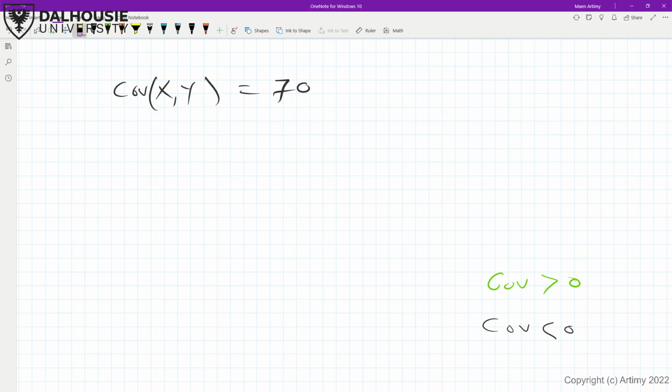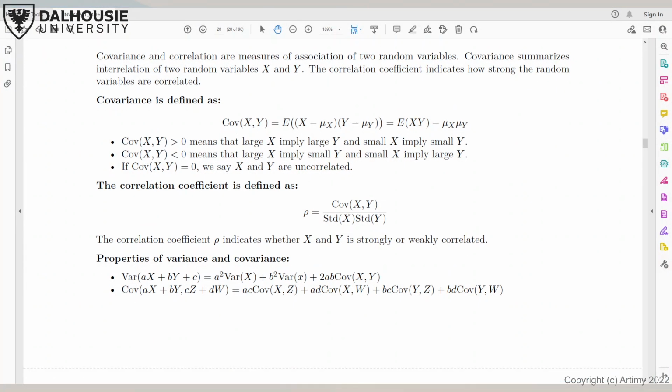It's just a number that, if it's positive, there is a relationship between the two of them. One increases, the other one increases. If it's negative, then it's the other way around. If it's 0, this means that they are uncorrelated, right?